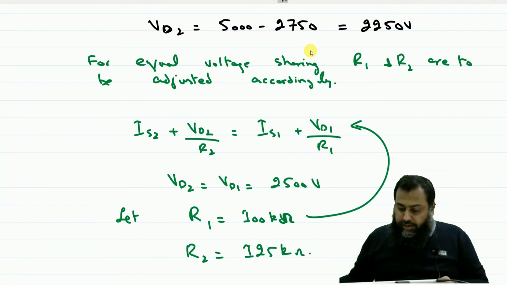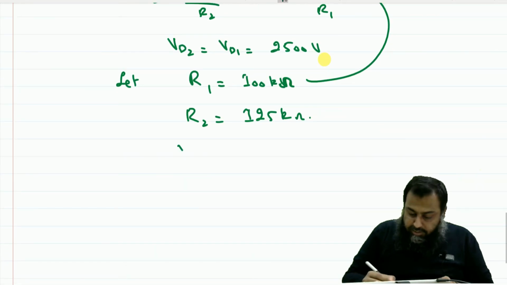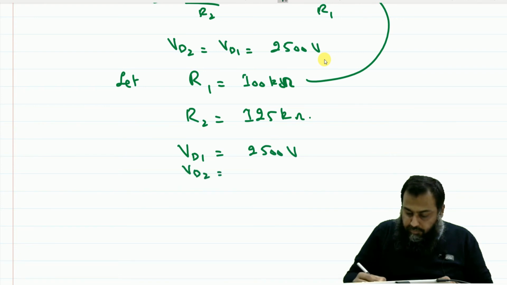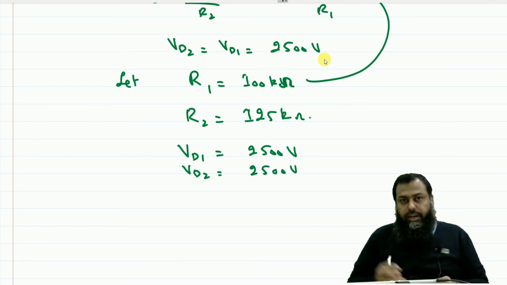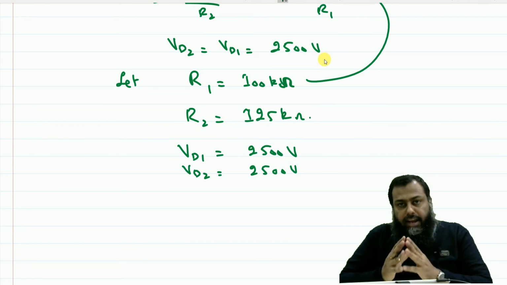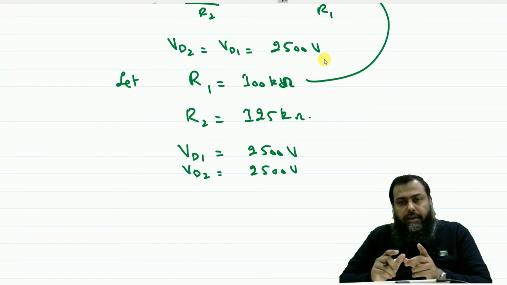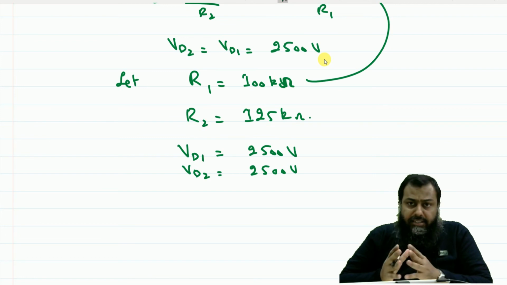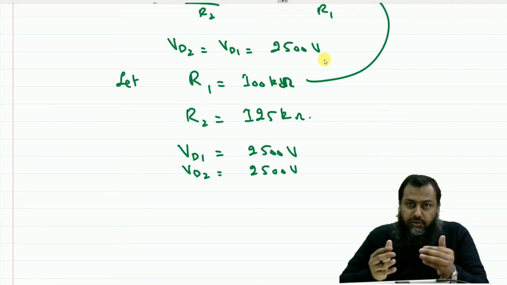And that actually creates the voltage VD1 equal to 2500 volt and VD2 equal to 2500 volt. So equal voltage sharing can happen if we have a resistance connected across the particular diode. And this is very important in those circuits where the voltage blocking capability of a device is enhanced by connecting several diodes in series.